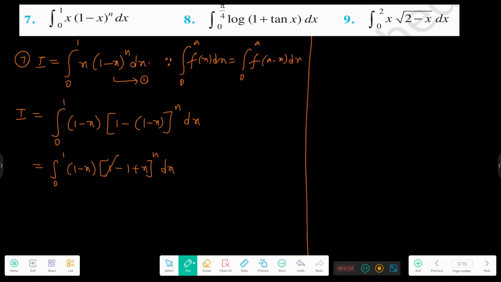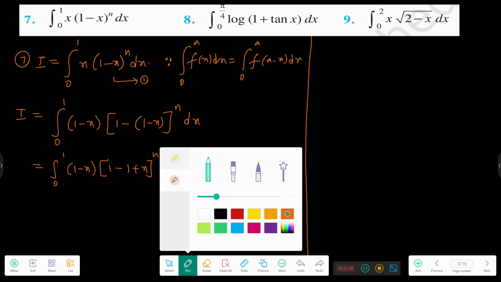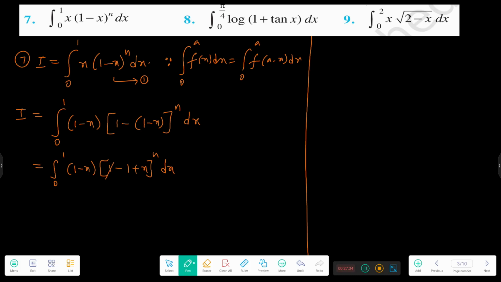So here plus 1 minus 1 cancelled. Now what I am getting? 0 to 1, 1 minus x, what is that? x power n into dx. Remaining x power n is there as it is.